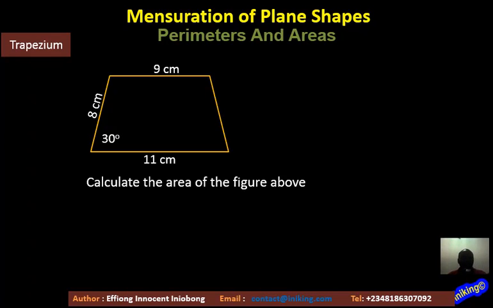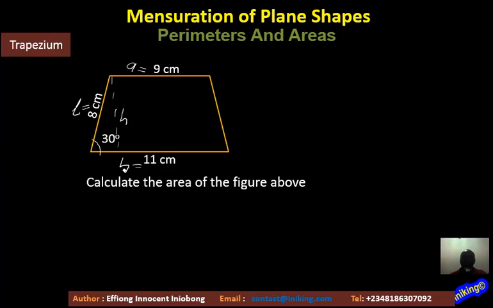Above here, we are asked to do what? Calculate the area of the figure above. Of course, we can see the parallel sides A given to us as 9, B given to us as 11. But we are not given the vertical distance. The vertical distance in between should have been this. That's the height. But rather, we are given the slant length here as 8 centimeters. And we are also provided with angle theta as 30 degrees.